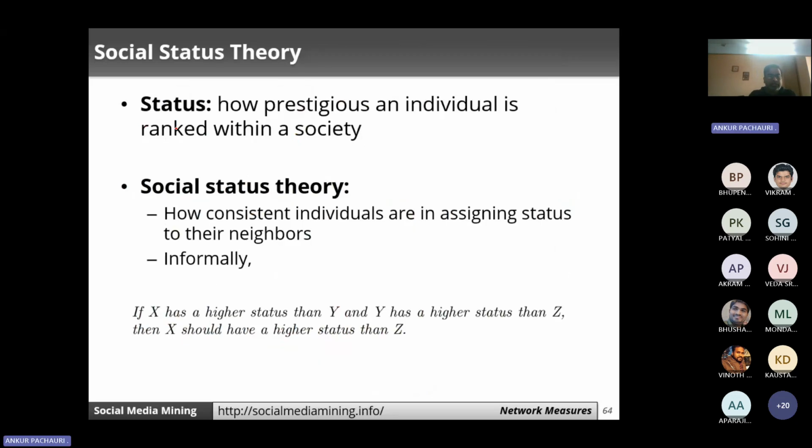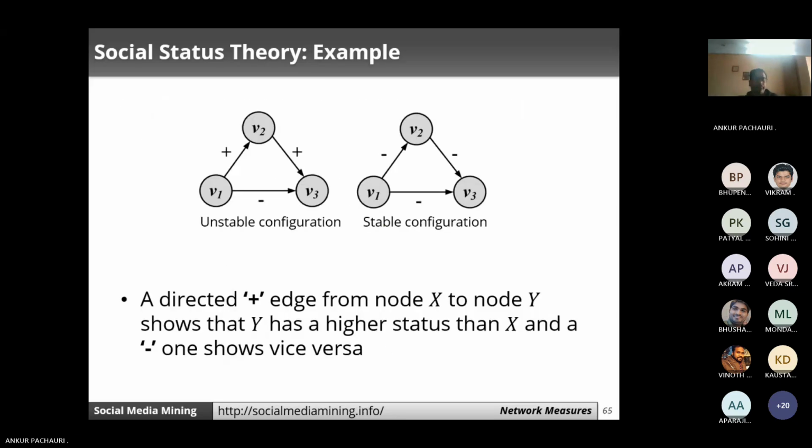So status in social networking shows how prestigious an individual is ranked within the society. Whereas social status theory tells me how consistent an individual is in assigning status to their neighbors. So if X has a higher status than Y, and Y has a higher status than Z, then X should have a higher status than Z. This also should hold.